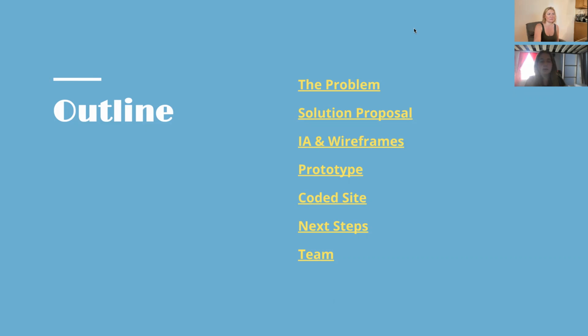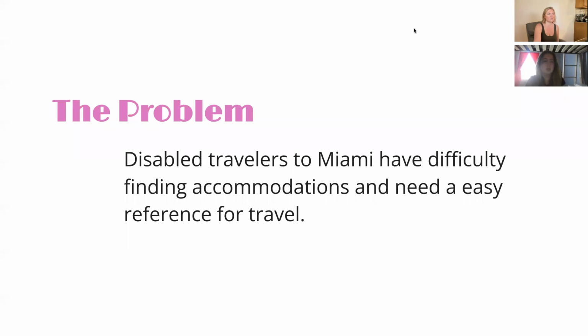First, we'll talk about the problem, then the solution proposal to the problem, the IA and the wireframes, the prototype, the coded website, our next steps, and our team. So the problem is disabled travelers to Miami have difficulty finding accommodations and need an easy reference for travel.